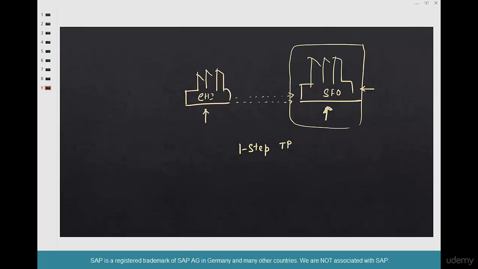A stock transfer is the process of transferring the goods from a storage location to a storage location or from a plant to a plant. That's it. That is stock transfer. A transfer posting, on the other hand, can do so many things. What, you might ask me?